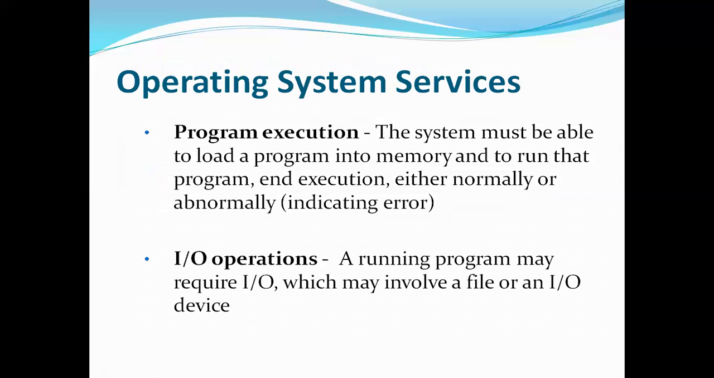Now let's see the next one, that is program execution. Program execution means the system will help you load the program into memory and execute it, and after execution you may exit either successfully or unsuccessfully. This entire support is provided by the operating system. Remember that to execute any program, first of all, it should be loaded into memory and then executed. That support is given by the operating system. Next is IO operation. IO operation means any program that is executing will need some input output resources.